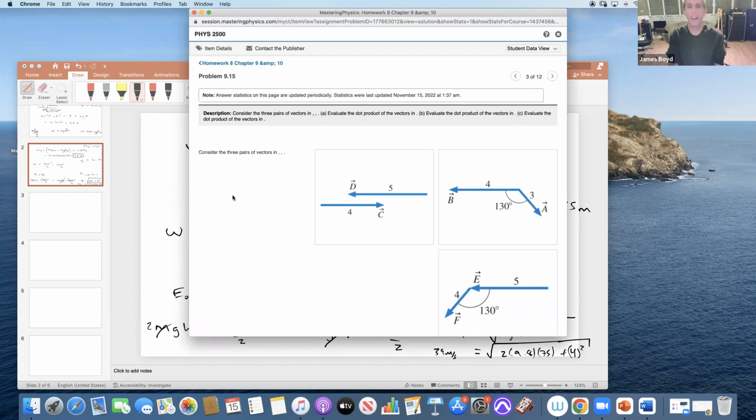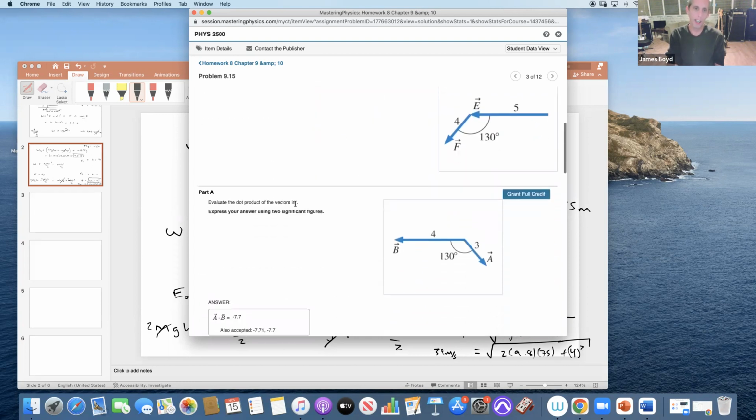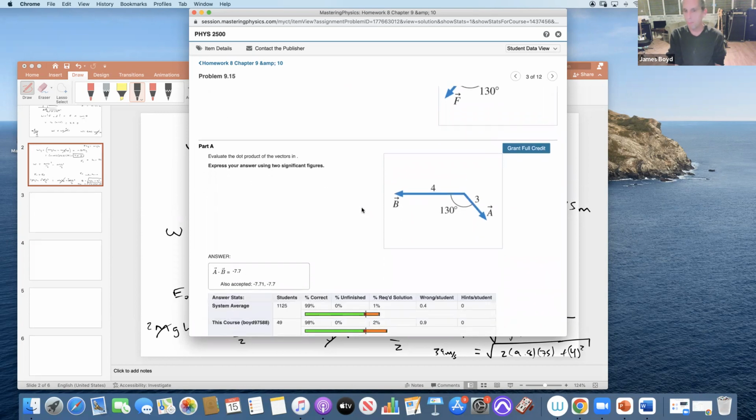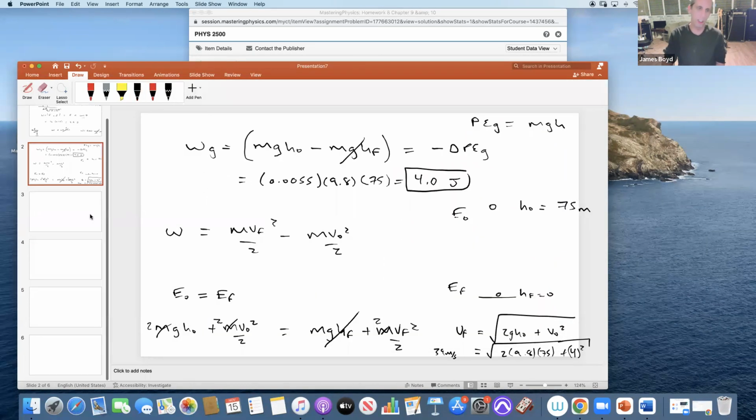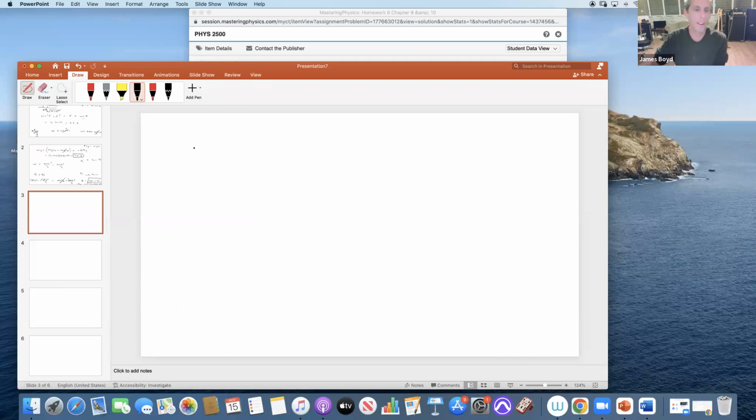All right. Now these are about the dot product. So we have 3 pairs of vectors, and evaluate the dot product of the vectors A and B. Now, the dot product, this was just to remind you that when you have A dot B or B dot A, you always put them tail to tail, figure out the angle between them, and then the dot product is A B cosine of the angle between A and B.